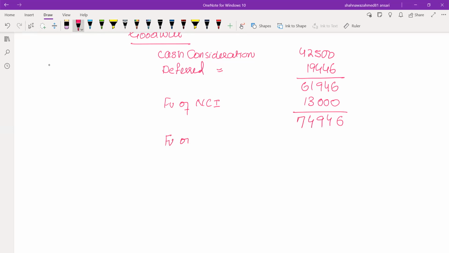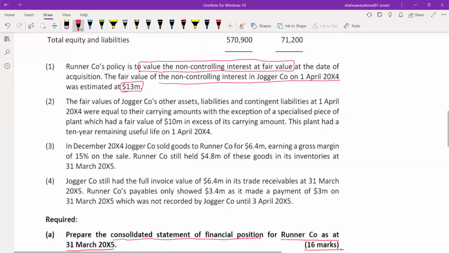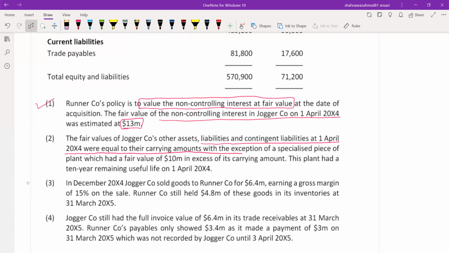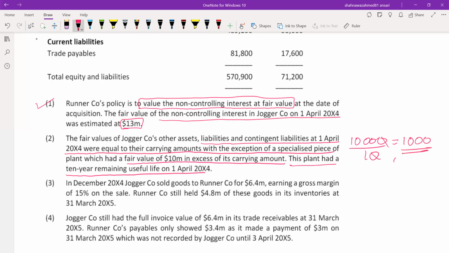Now we need to identify the fair value of net assets of the subsidiary at acquisition. Important working we need to do. So let's calculate the fair value of net assets first. Point number 2: the fair value of Jogger's other assets, liabilities and contingent liabilities at 1st April 2004 were equal to their carrying amount with the exception of a plant having a fair value of 10 million in excess of carrying amount. This is the fair value uplift. The plant had 10 years remaining life, so we need to find out depreciation. It's 10 million divided by 10, so it's 1,000 depreciation that we need to adjust.